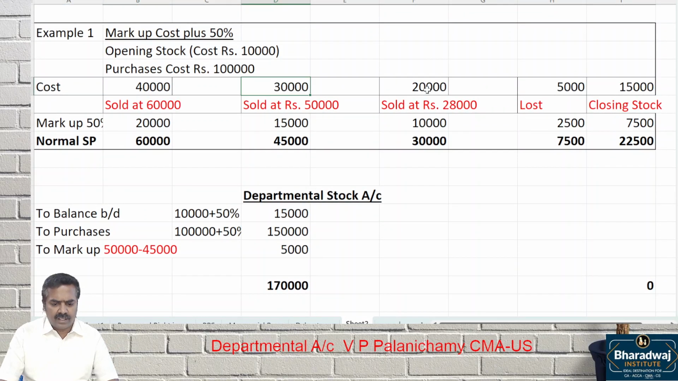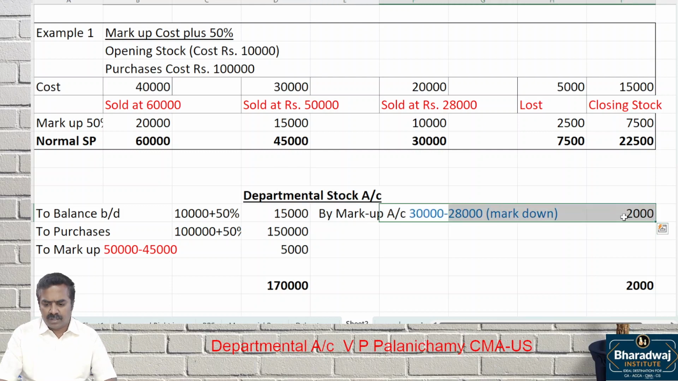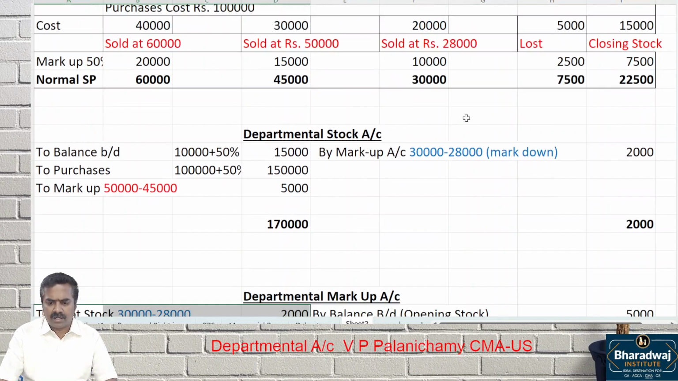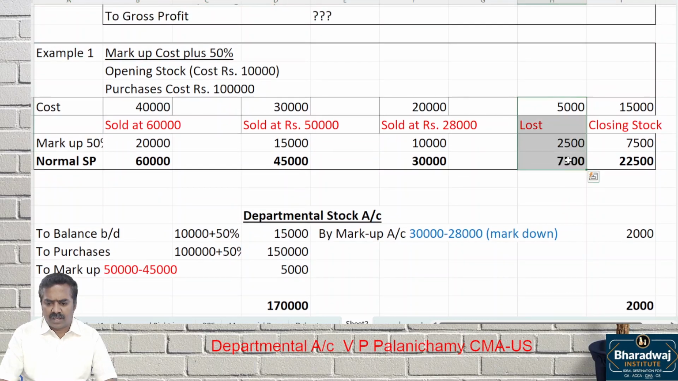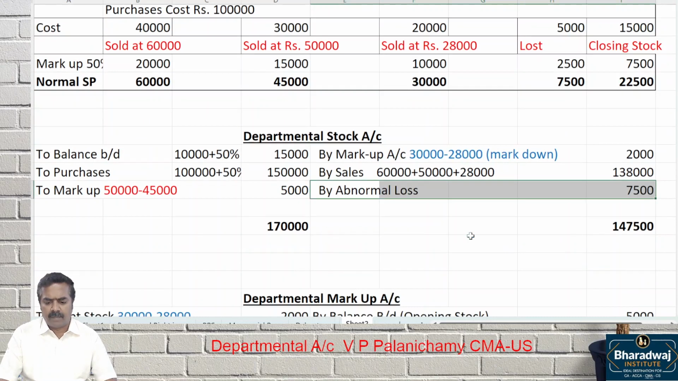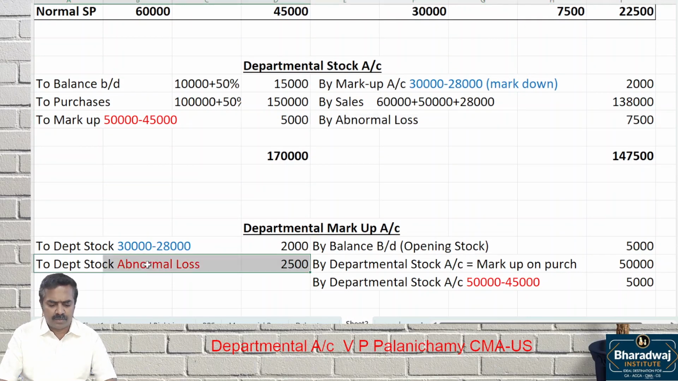Then if it is sold for less than the normal selling price, it will be marked down. So record it in departmental stock marked down. Then goods lost. What is the goods lost? Okay, before that, what is the total sales? 60 plus 40, 5 plus 30. What is the total sales? 60 plus 50 plus 28. What is the total sales? 1,38,000. Goods lost by abnormal loss, on that the profit element is removed.